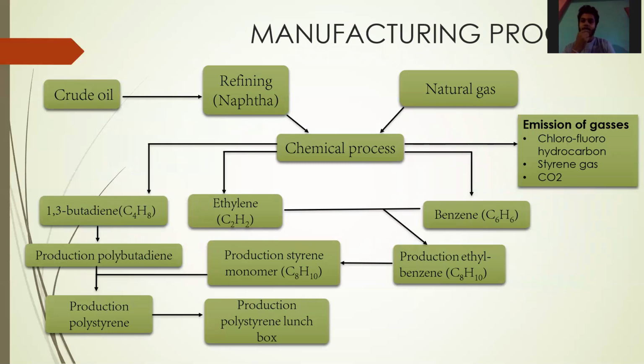Firstly, we start from crude oil or natural gas. Then those ingredients undergo a chemical process. Then after it goes through the steps in this slide, finally we can get the polystyrene. When it moves to the design machine, we can get the polystyrene lunchbox.